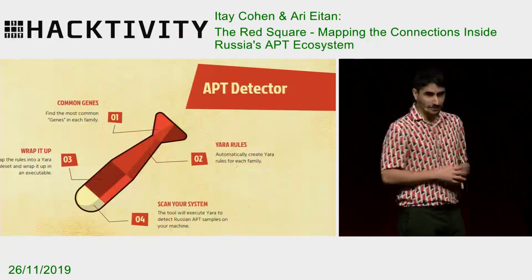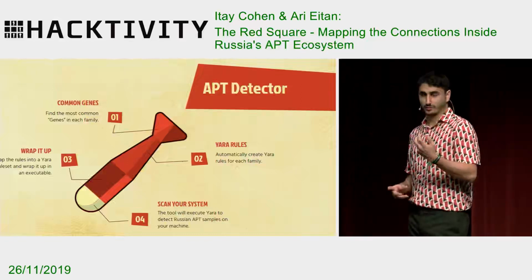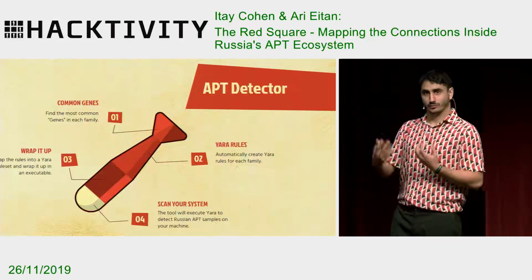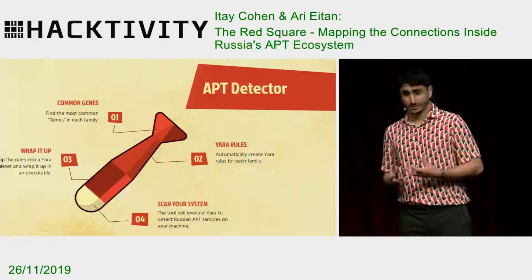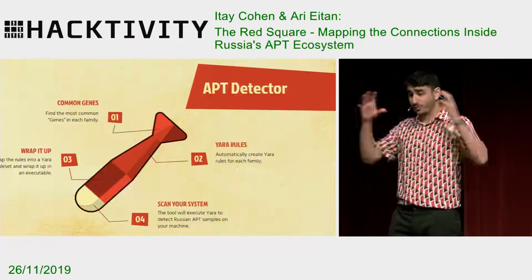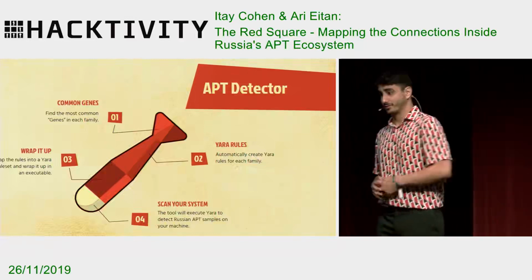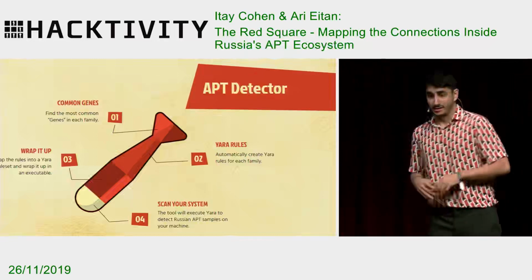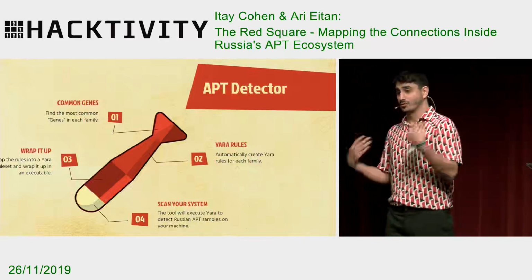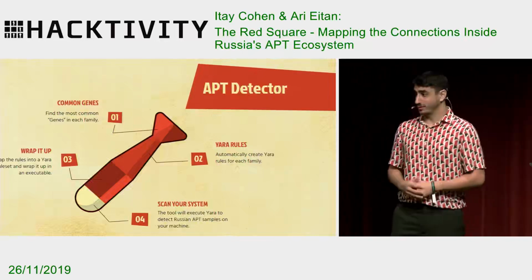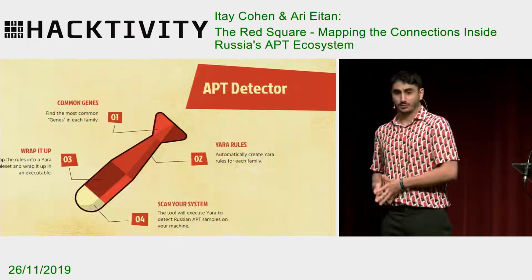So we took each family and took all the samples of this family and found the unique genes of samples of this family that were repeated over and over again, that were so popular. We automatically generated Yara signatures for them. And we took all these Yara signatures for all these families, put them in a Yara rule set, and wrapped it up together in a Python script and executable. We are sharing with you this tool so that you can scan your system and your files against known and unknown Russian APTs.